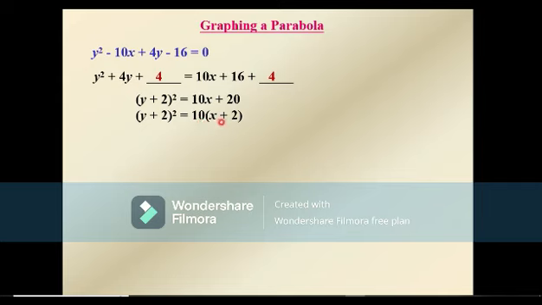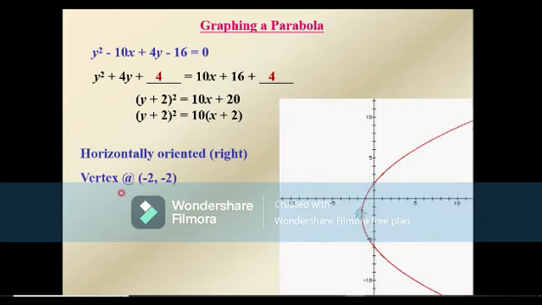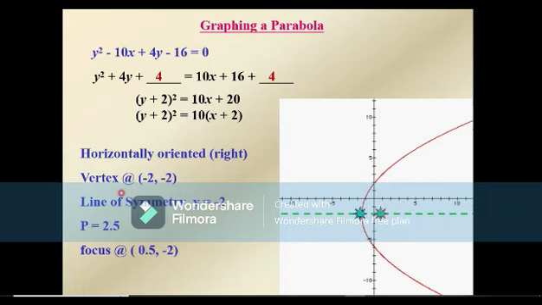We have 10 times (x plus 2). Horizontally oriented and facing to the right because here our 4p is positive. And (y plus 2) is quantity squared. So the vertex is (-2, -2). The line of symmetry is y equals negative 2. Our p is 2.5. So the focus is (0.5, -2). The directrix is x is equal to negative 4.5.